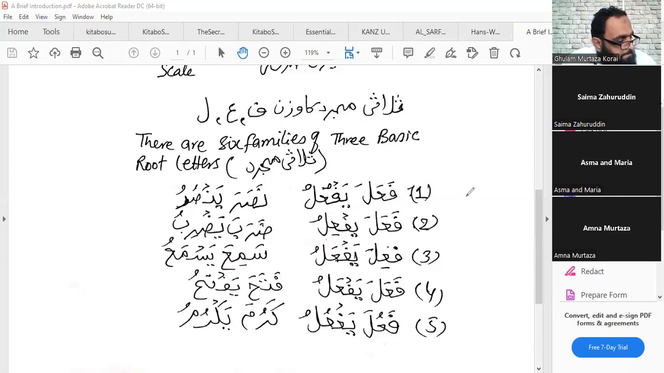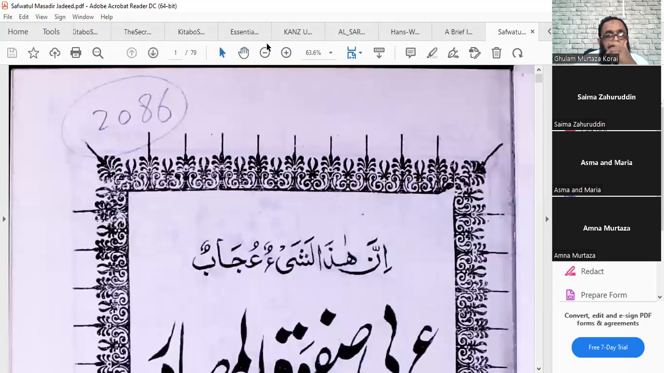So how many families? Six families. So we can also understand that different words belong to these six families. Do you understand that? Yes, sir. How do you understand that? An example? Like the first example, fa'ala yaf'ulu. Any other example? Fa'ala yaf'ilu and fa'ila yaf'alu.